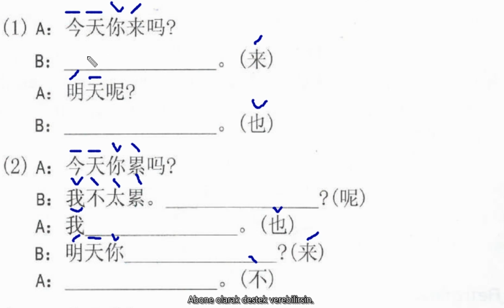Okay, let's start to make the dialogue. And here, 今天你来吗? It means, do you come today? And we use lai with the answer. But later, he asks again, 明天呢? What about tomorrow? So, it means today he can't come. I can't come. So, he asked me, what about tomorrow?